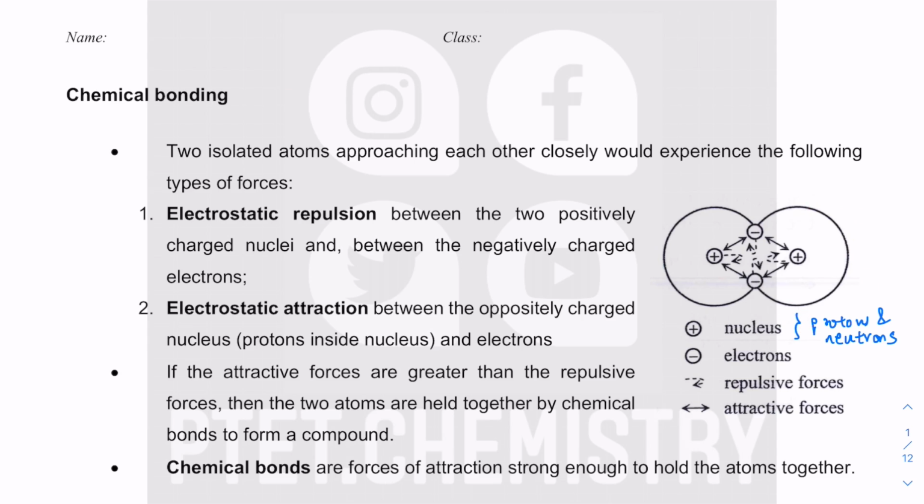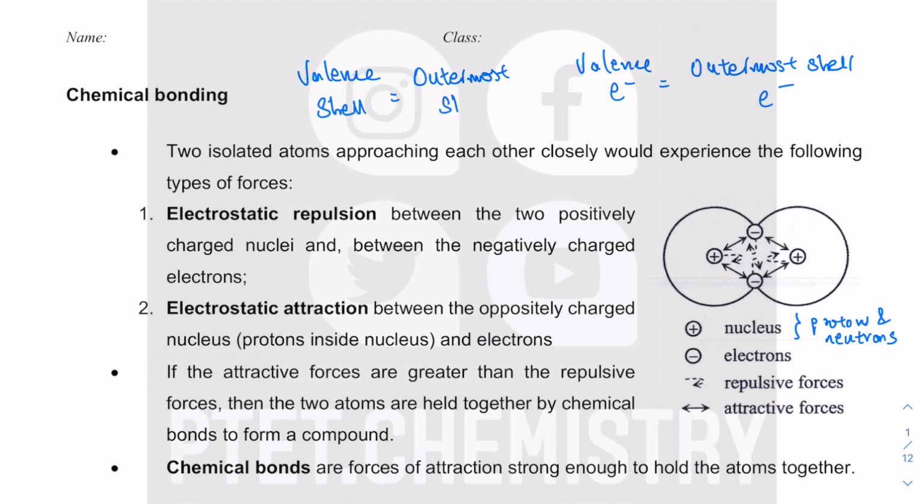When we talk about bonding, we are thinking about the valence electrons. Valence electrons refer to outermost shell electrons. So the valence shell is the same as the outermost shell. Shells are not electrons and electrons are not shells. Electrons are electrons, shells are shells, where the electrons live. The electrons are the individual subatomic particles.